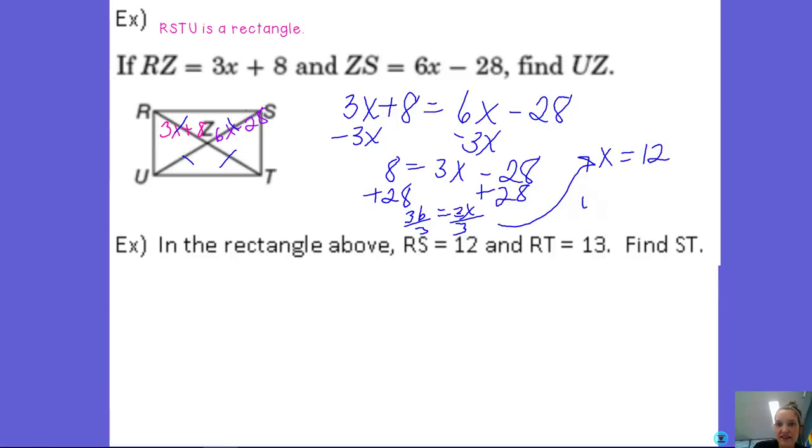It doesn't say find x, it says find UZ. So I'm going to take the 12 and plug it in. Doesn't matter to which one because they're going to be equal to each other. So I'll plug it in for RZ. RZ is 3 times 12 plus 8, which is 44. So RZ is 44, ZT is 44, UZ is 44, and ZS is 44. So UZ is 44. And you can double check it by plugging in the 12.